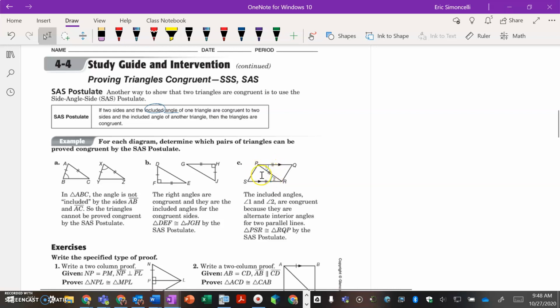And notice side PR is shared by both triangles. So the reflexive property may be used at some point or another when this type of thing unfolds. In this case, you're only highlighting side, angle, side because you're already told that PR is congruent to itself.